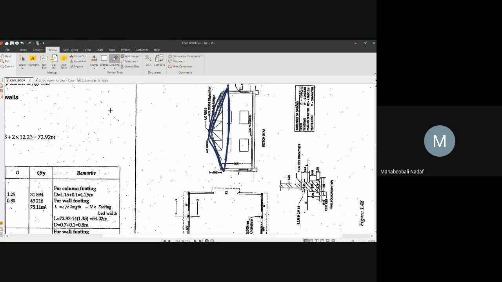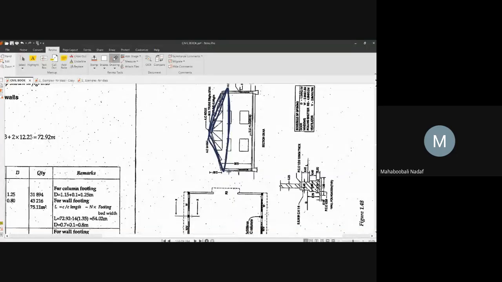In this case you need to consider this triangular portion of the brick wall also, because when you see a sloped roof, you have brickwork also in this triangular portion. What is the name given for this brickwork, this portion? Can anyone tell me?